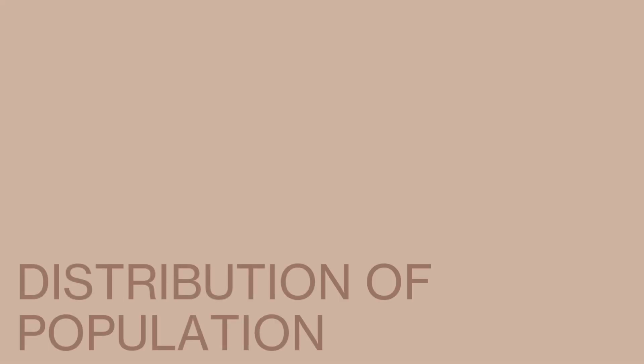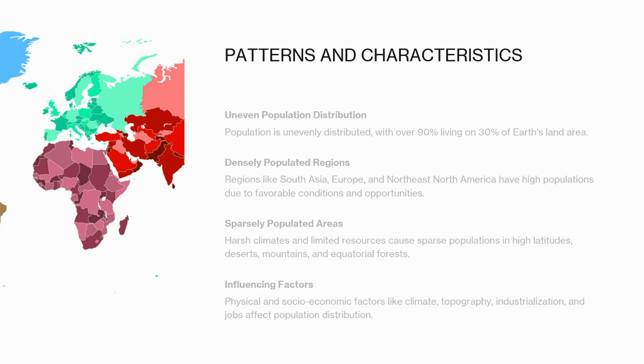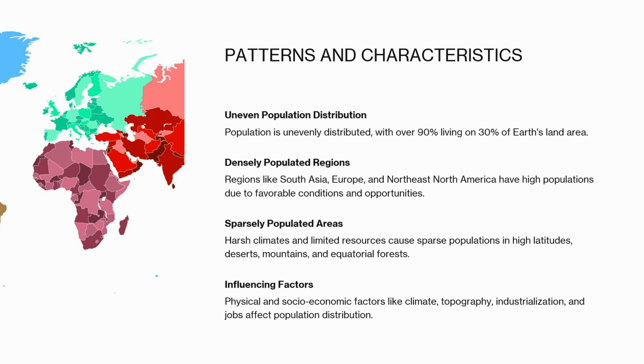Now, distribution of population. As you know, the way in which people are spread across the Earth's surface is known as the pattern of population distribution. And we are aware that people are not uniformly distributed over the land area. Around 90%, or we can say more than 90% of the world population lives in only 30% of the land area, and hence the remaining 70% land area comprises 10% of the population.